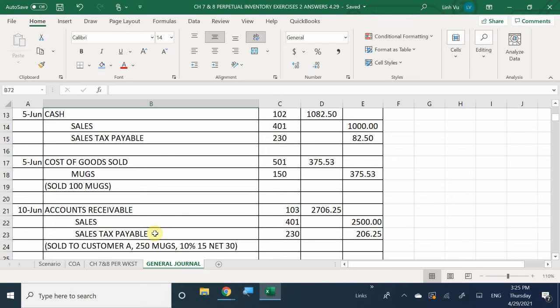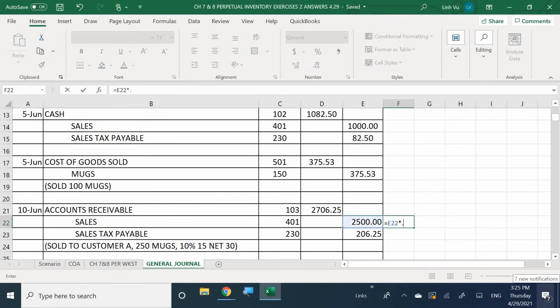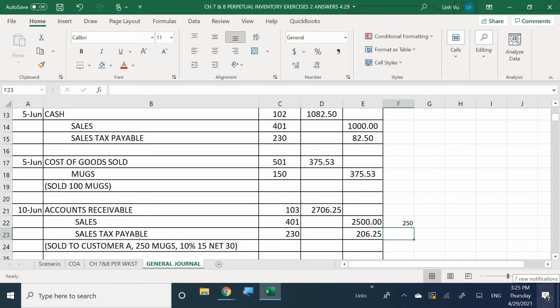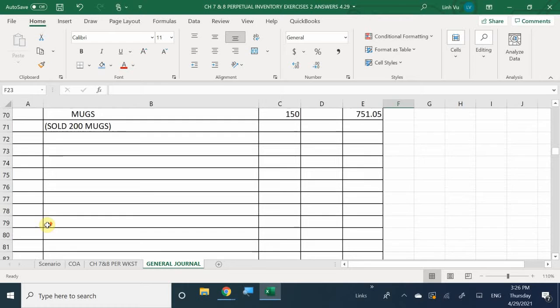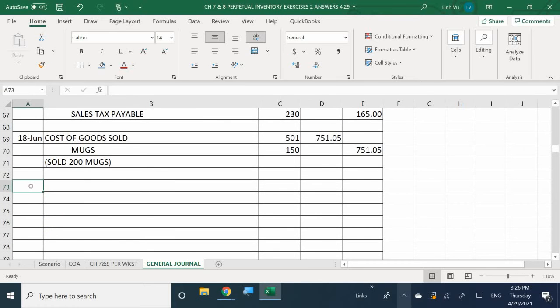So in this case, I offered my customer how much percent discount? 10%. So let's figure that out. What's 10% of 2,500? $250 discount. So let's go ahead and journalize this, because we know one thing for sure, right?